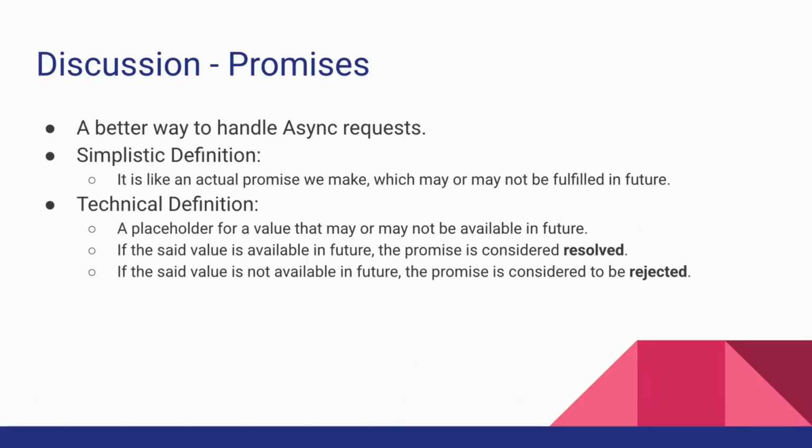Now, there is a small discussion about promises that we would like to do. The difference between sync and async calls is vast, and executing them is also vastly different. Sync calls are executed in a very straightforward manner, while async calls are a bit tricky to manage. Promises come to the rescue for that. Promises are mostly used to handle API calls in JavaScript. A technical definition of a promise would be that it's a placeholder for a value that may or may not be available in future.